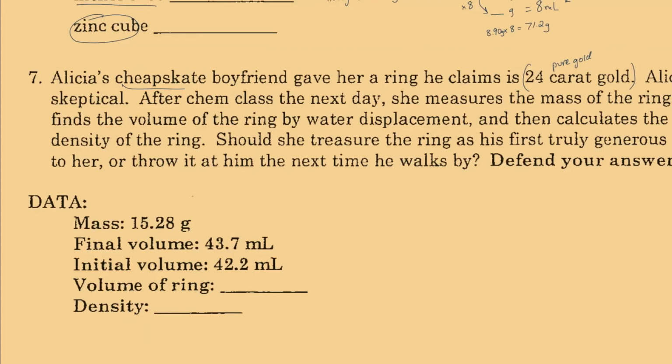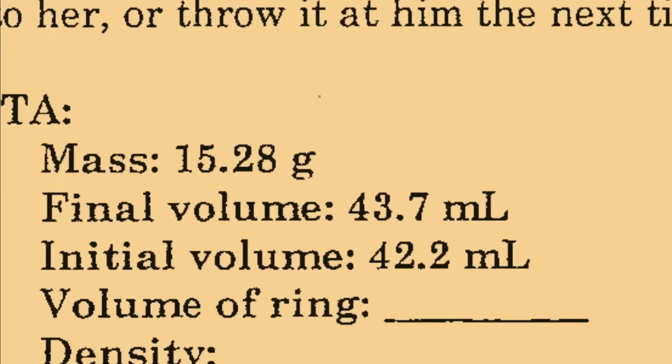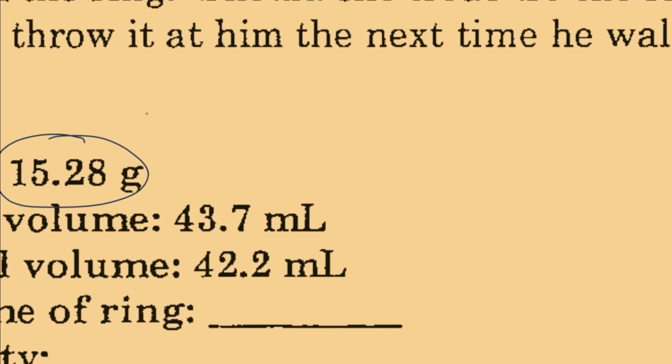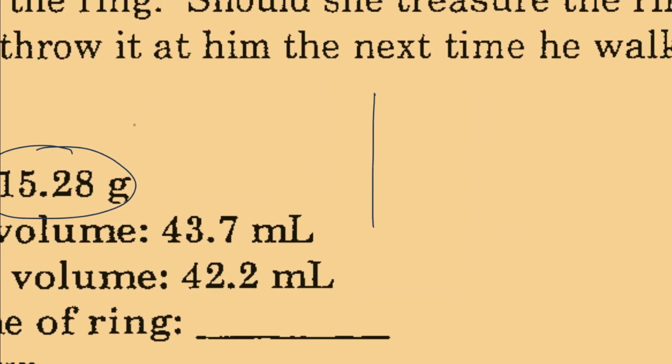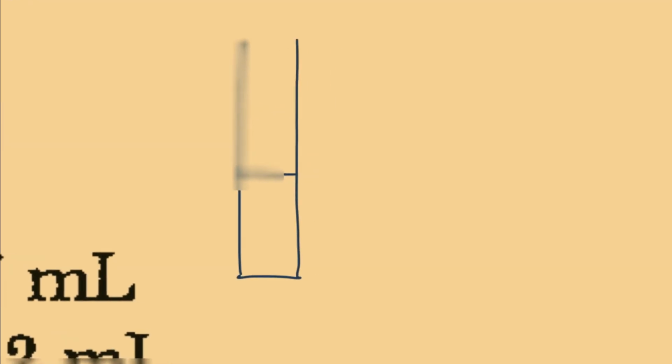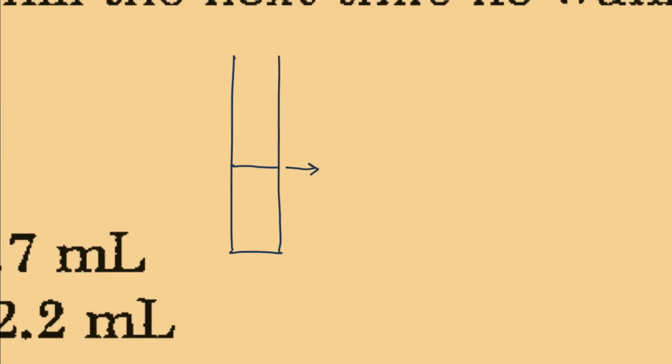Okay, so I know that she found the mass of this ring, probably just by putting it on a balance, and she found that it was 15.28 grams. And we know that she also used water displacement to find the volume. Just to remind you, water displacement is when we have a graduated cylinder filled with water to a certain point. We can read what that initial volume is. That volume of water at the beginning, the initial volume.